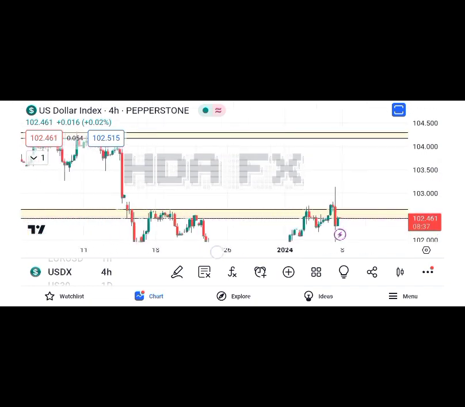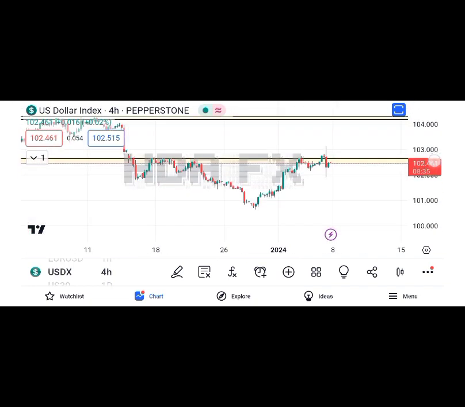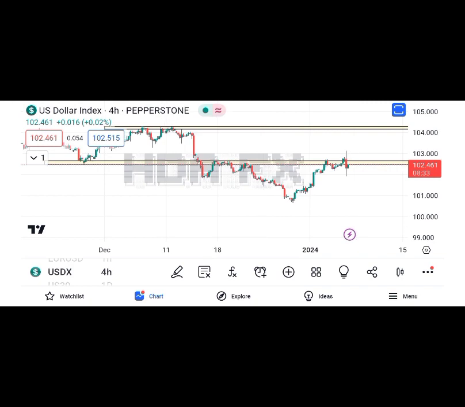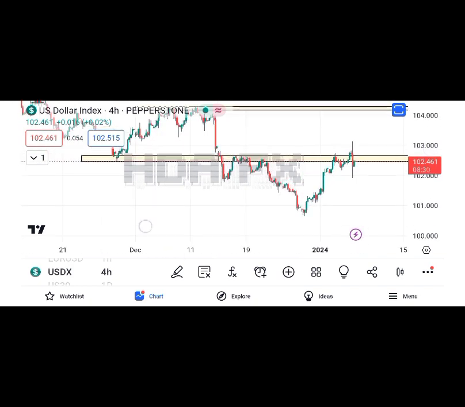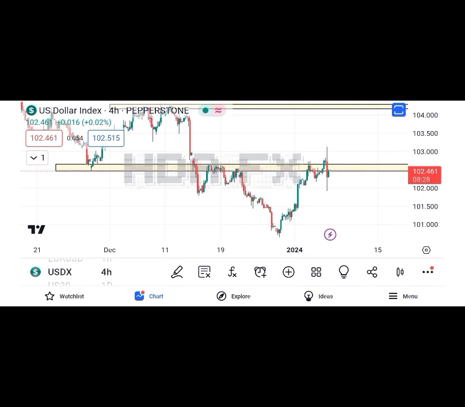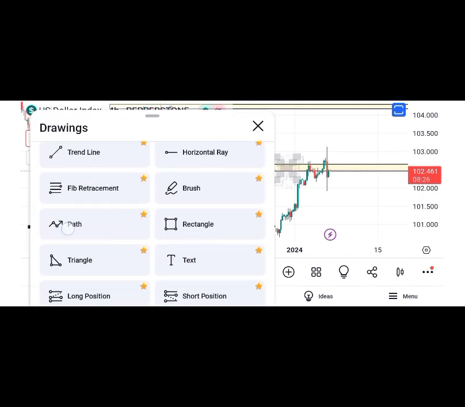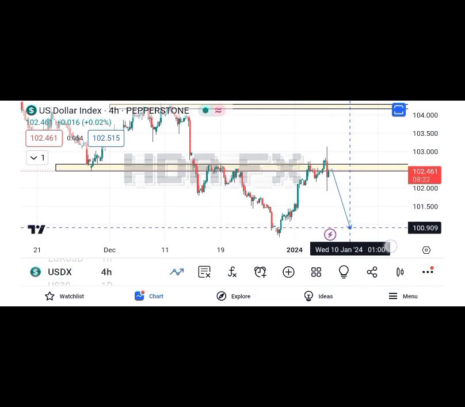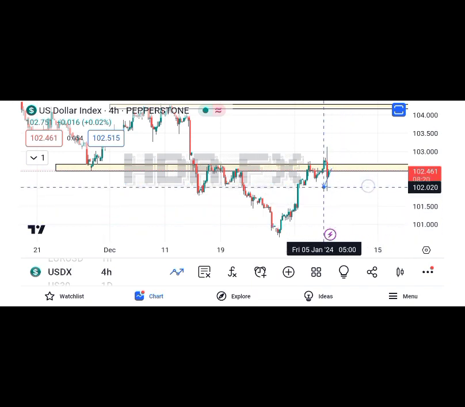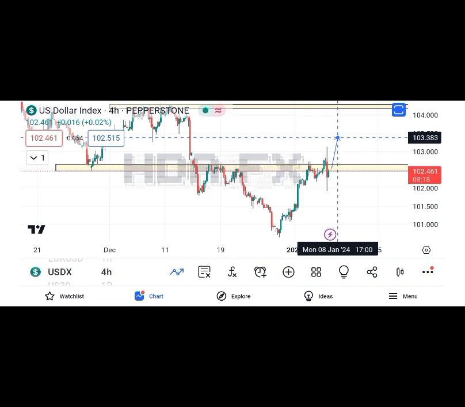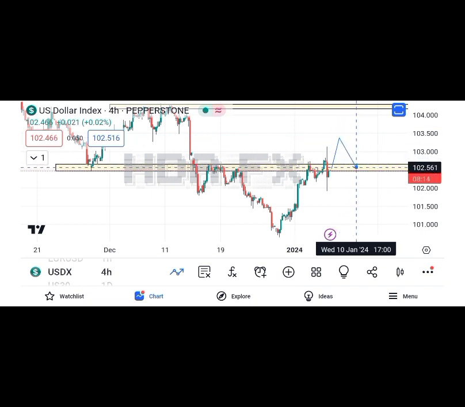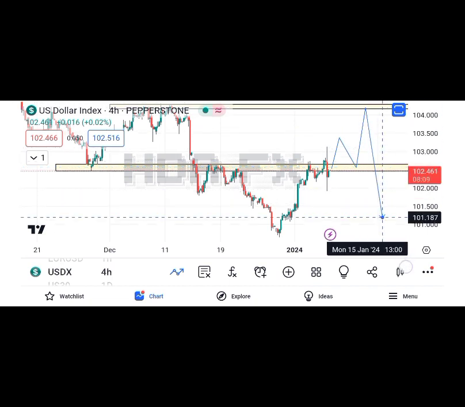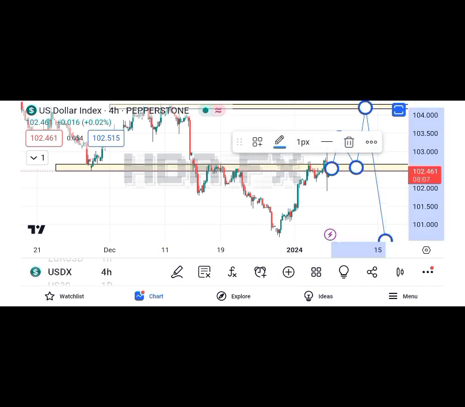On the 4-hour time frame, like I said, I'm bearish on the dollar index. So I want to see price drop from this key zone here. But in case price continues upwards like this, I want to see price retest this zone here, then continue upward to this zone here. Then we see a downward continuation on the dollar index.